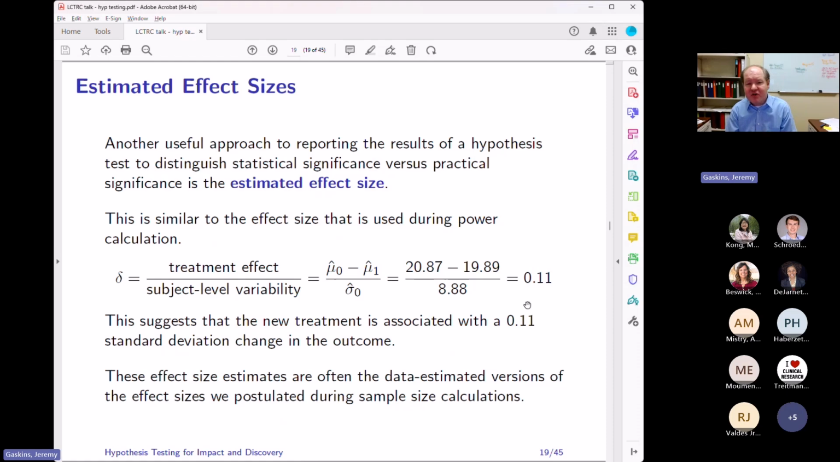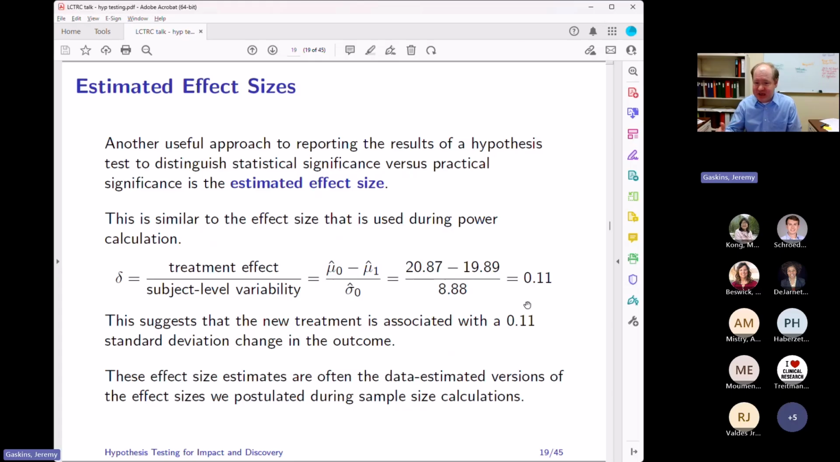Another option is to report our estimated effect sizes. This is a strategy that's very popular in psychology and some of the social sciences. You don't necessarily see it a ton in the health and medical literature, but I think it's often a good strategy to use as well. Here, you can calculate an effect size measure that's basically the same sort of calculation you would have done in your power calculation.